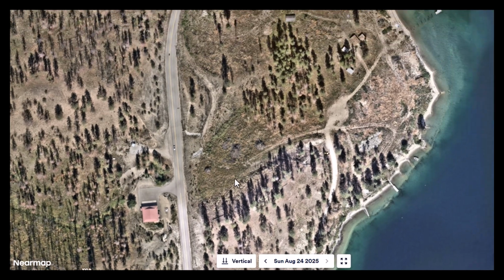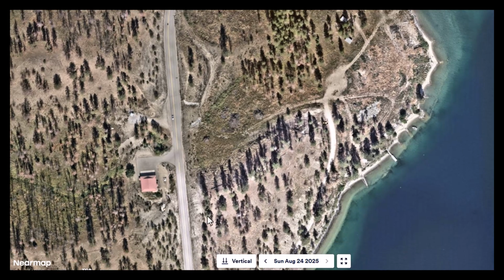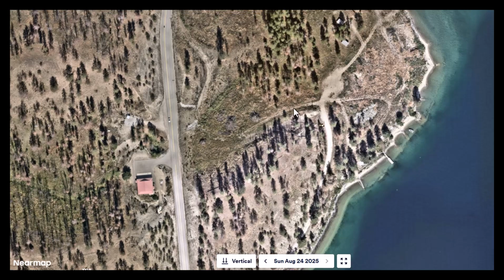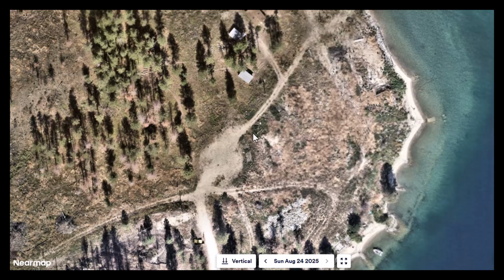And then the question is, where does it go? This is a hill, so it's not going to affect this hill. It's very likely to travel through this area, and it could create a problem for any buildings that are going to be built in this area.